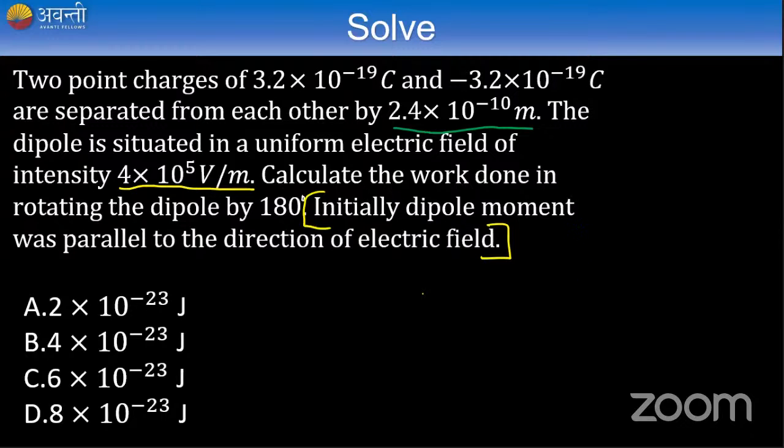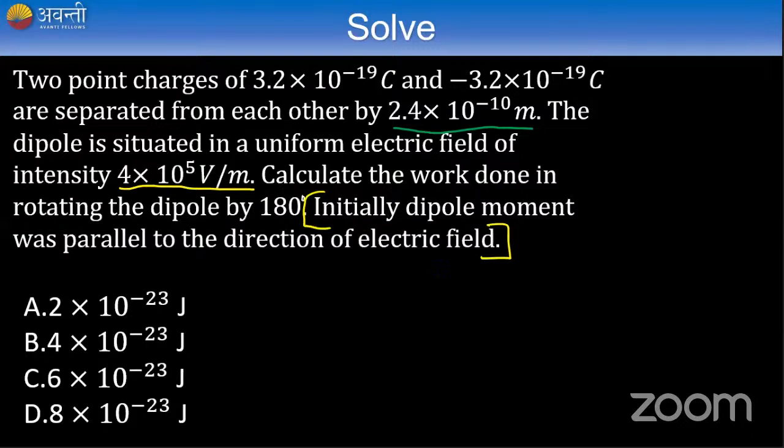Hari Prasad says at theta equals 0 degrees and 90 degrees, work done is 0. No, Hari Prasad. At theta equals 0 degrees, work done will be maximum. At theta equals 90 degrees, work done will be minimum. But that differs on the case. From case to case, it differs.